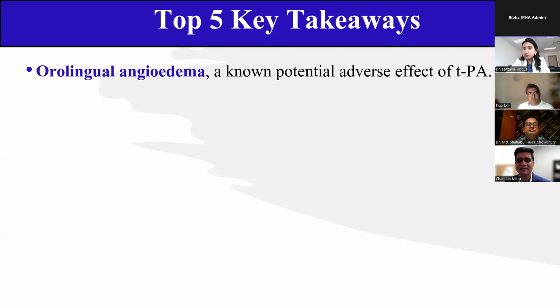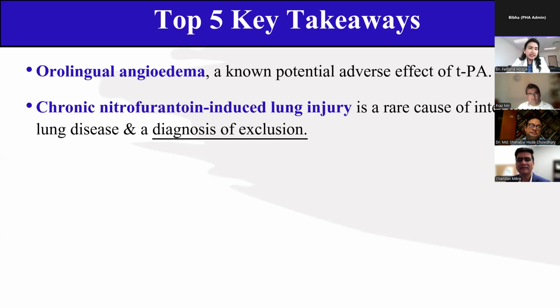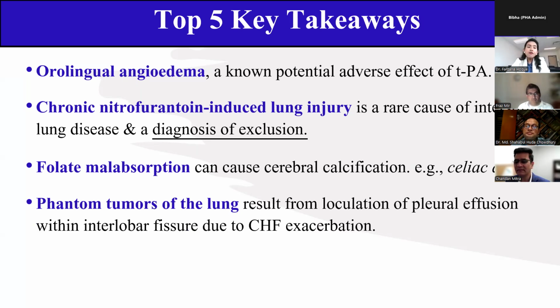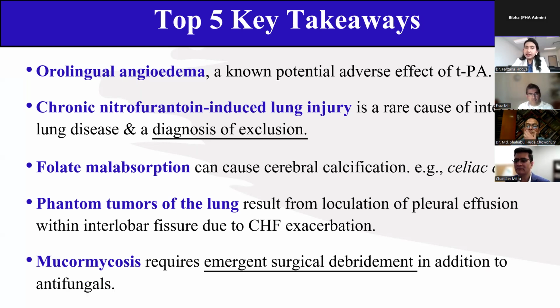First, orolingual angioedema is a known potential adverse effect of tissue plasminogen activator. Second, chronic nitrofurantoin-induced lung injury is a rare cause of interstitial lung disease, and this is a diagnosis of exclusion. Third, folate malabsorption can cause cerebral calcification, like in celiac disease. Fourth, phantom tumor of lung results from localization of pleural effusion within the interlobar fissure due to heart failure exacerbation. And finally, mucormycosis requires emergent surgical debridement in addition to IV antifungal.